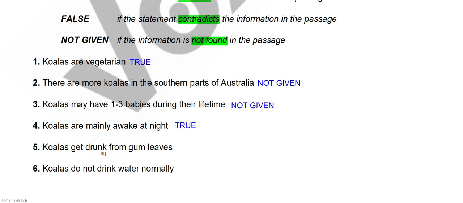Fifth, koalas get drunk from gum leaves. The answer will be true when they get intoxicated by eating gum leaves. It will be false when they eat gum leaves but do not get drunk or high from them; they may be getting high from somewhere else. It will be not given when we don't know whether they get high from eating gum leaves or not.